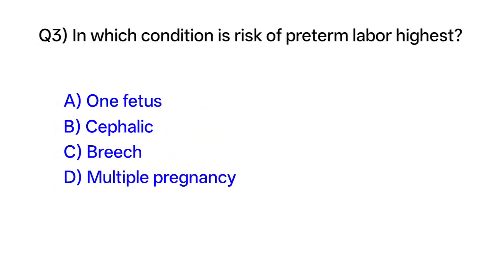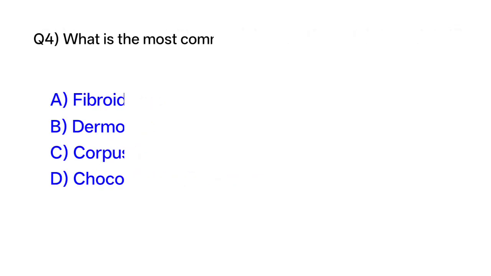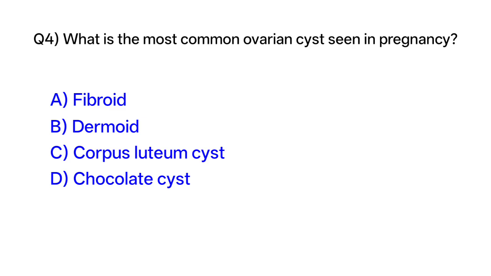Question number 3. In which condition is risk of preterm labor highest? The correct option is D. Multiple pregnancy. Question number 4. What is the most common ovarian cyst seen in pregnancy? The correct option is C. Corpus luteum cyst.